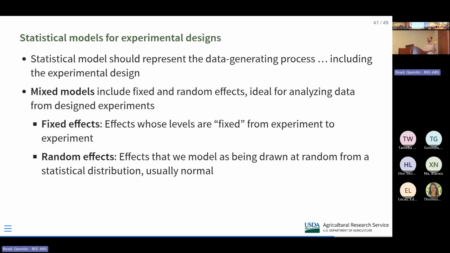They have no choice. And so the effect of the individual schools, we are modeling those as random effects. They're sort of drawn from a random population of schools, and they're unique to that particular experiment. And the math of how the effects are estimated between fixed and random is different. And so that's why we use mixed models for experiments that are designed.